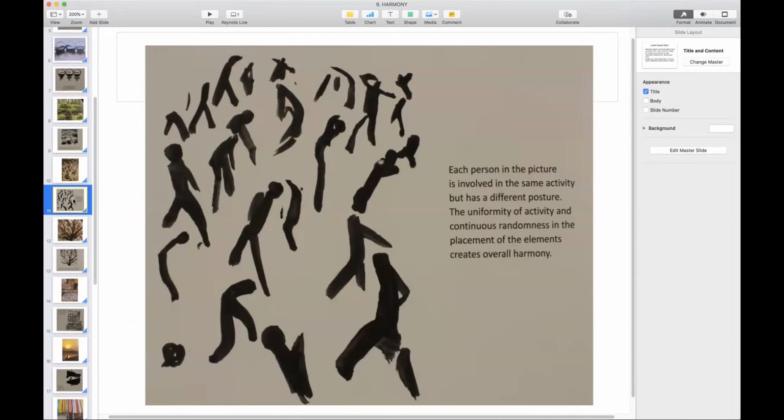So each person in the picture is involved in the same activity but has a different posture. The uniformity of activity and the continuous randomness in the placement of the elements create overall harmony. ये word है overall harmony. ये describe करना बड़ा important है. तुमको तो समझ आ गया, और तुमको क्या समझ आया वो एग्जामिनर को भी समझ आना चाहिए. उसके लिए लैंग्वेज के ऊपर कमांड जो है बहुत जरूरी है. What kind of word you choose to describe, that is the whole intention of this class.